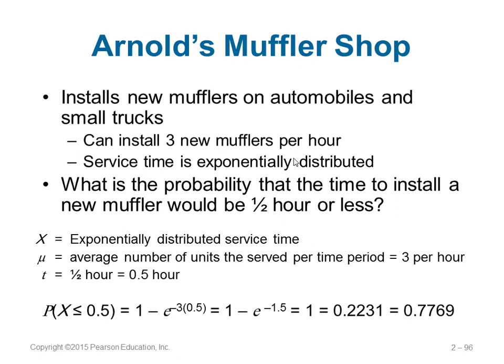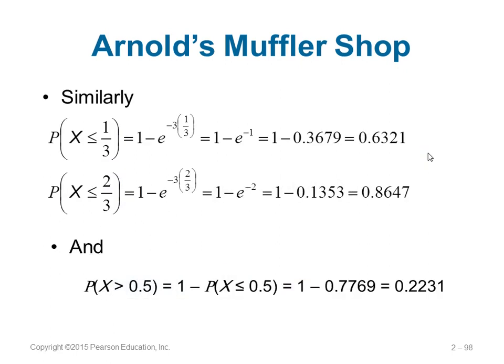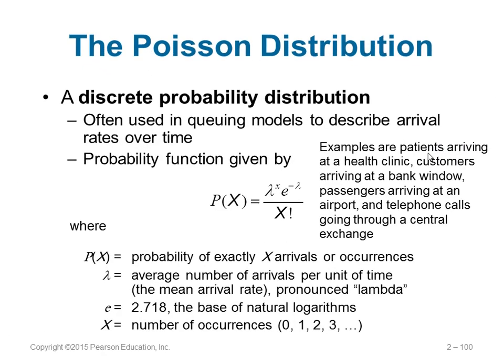So you can calculate P of X less than or equal to 0.5, which is 1 minus e power minus 3 into 0.5. You get the value. If you want to finish within half an hour, this is the value. Half an hour is represented as 0.5 here. Similarly, if you want to calculate for 1 by 3, 2 by 3, or different values, you can get all the answers here. You can calculate these things using Excel also.